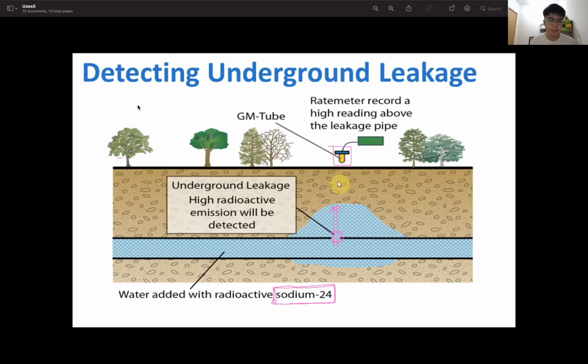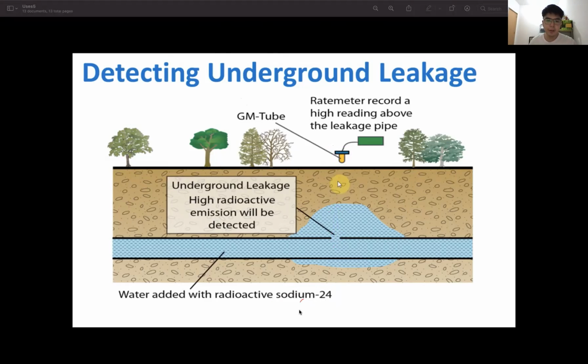Okay, sometimes if you look at the questions in the objective, the question will ask what type of radiation is suitable to use in certain conditions, like detecting underground leakage. Okay, why do we use sodium-24 here?